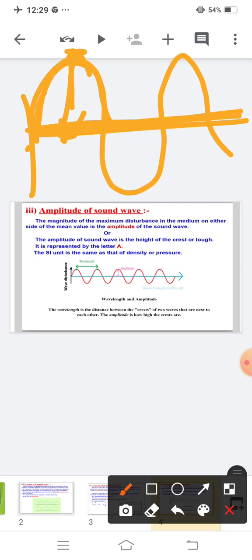So, the maximum displacement of the particles of the medium from the original undisturbed position when a wave passes through the medium is called amplitude. The amplitude of the wave is the same as the amplitude of the vibrating body producing the wave. Clear?